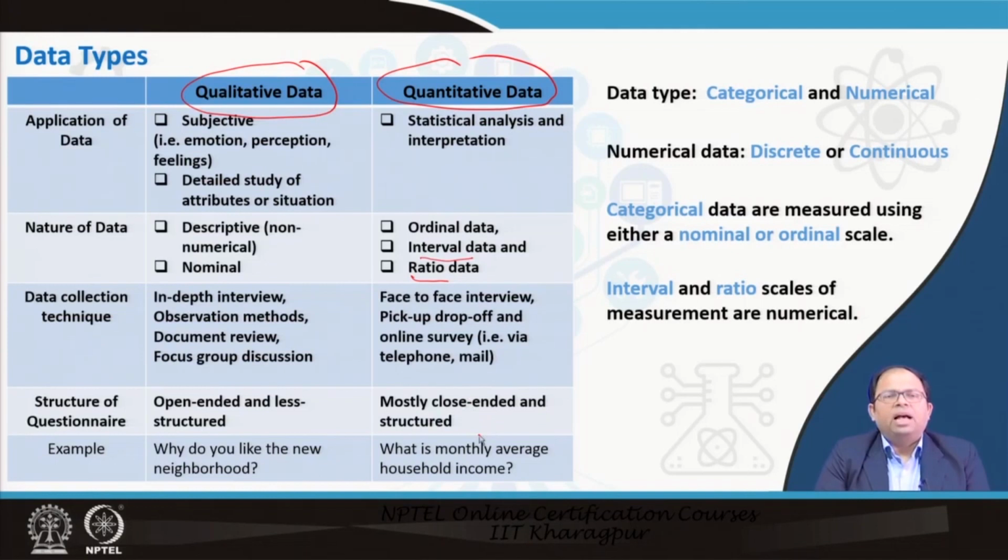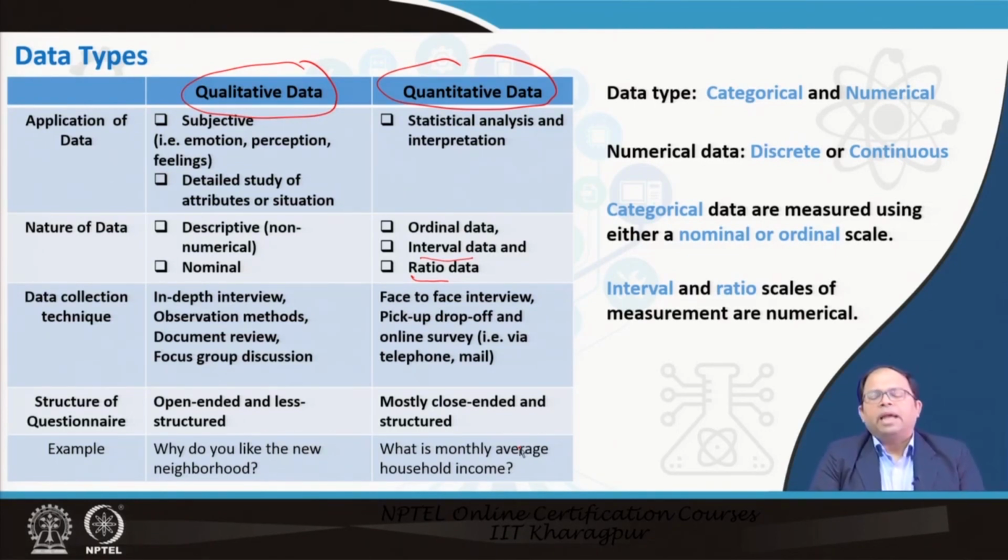For example, we ask a person specifically what is his monthly average household income. So he can tell us, okay, per month, what is his average income, and that is a figure with which we can also do some statistical calculations. So that's why this is called quantitative data.